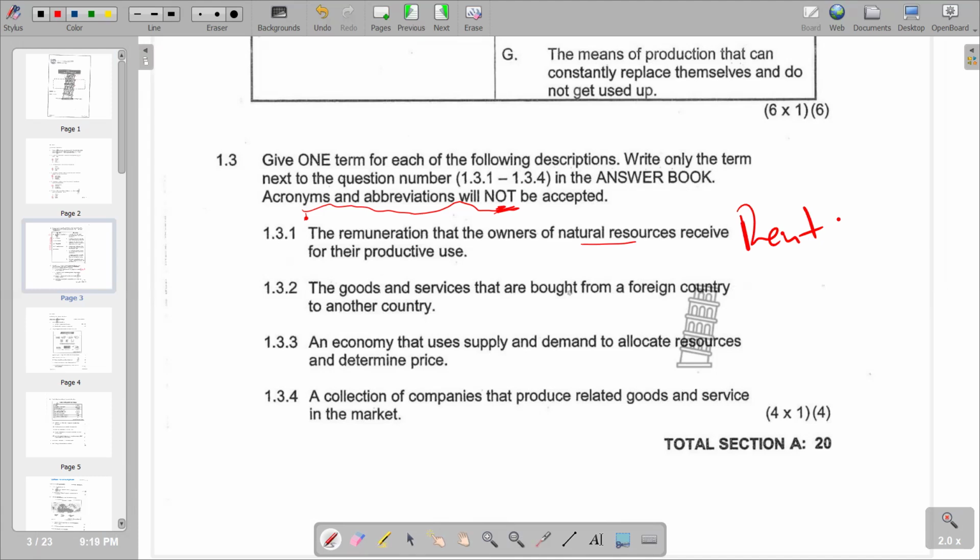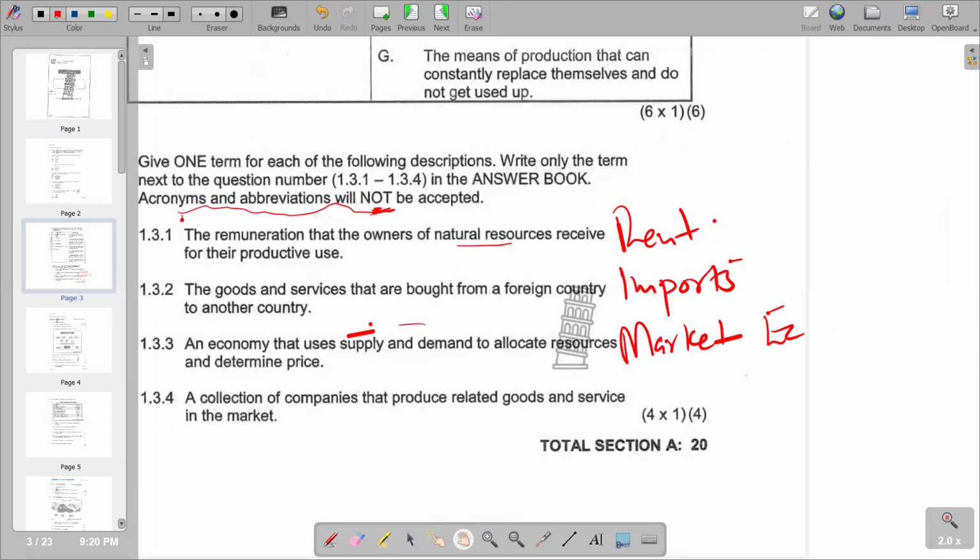Then you've got 1.3.2, the goods and services that are bought from a foreign country to another country. So basically, when goods are being bought from a foreign country, they become imports. Remember, so we have imports. Then we go to the next question. An economy that uses supply and demand to allocate resources and determine prices. And obviously, we have the market economy as the correct response.